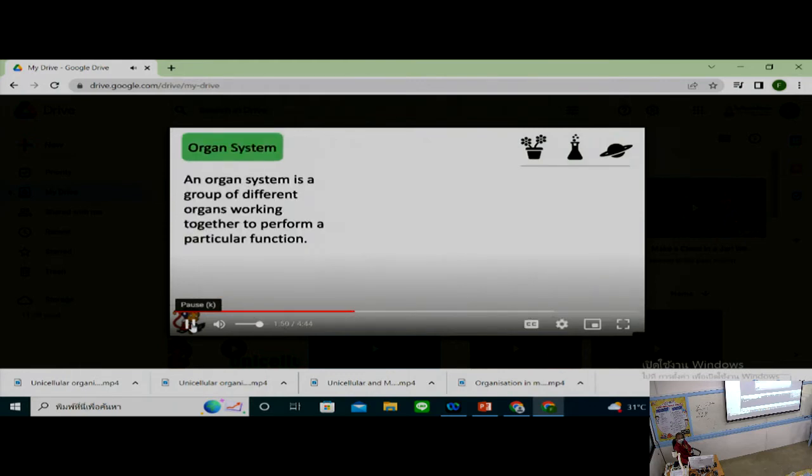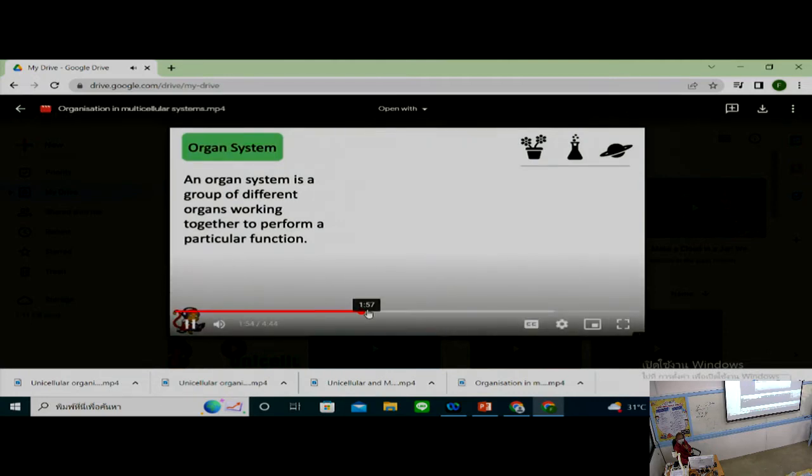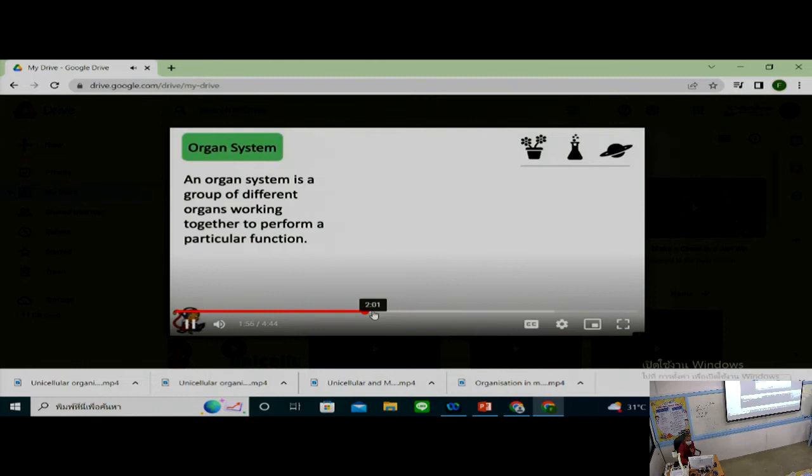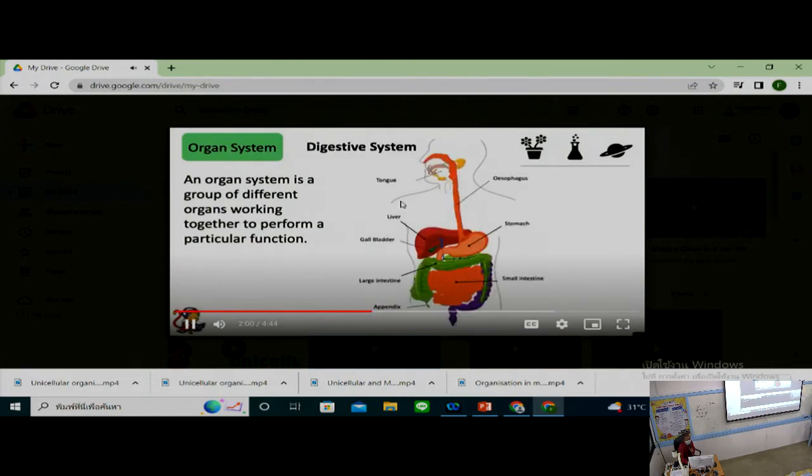The next level up is the organ system. An organ system is a group of different organs working together to perform a particular function. An example of this would be the digestive system. That is made up of several different organs.